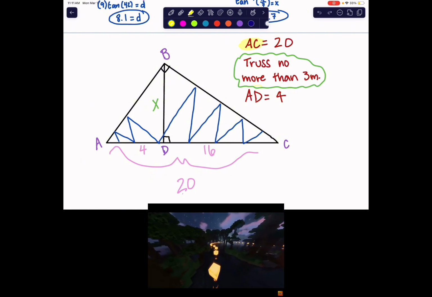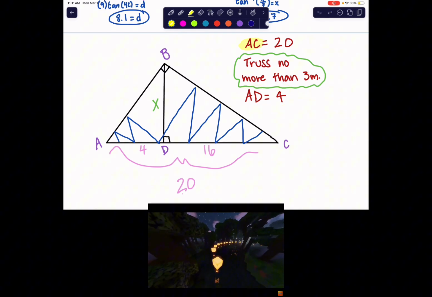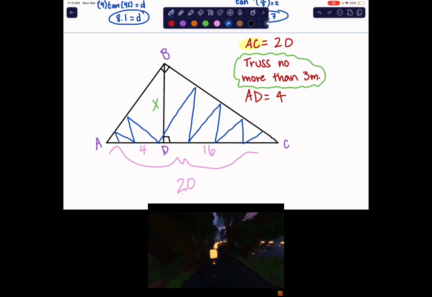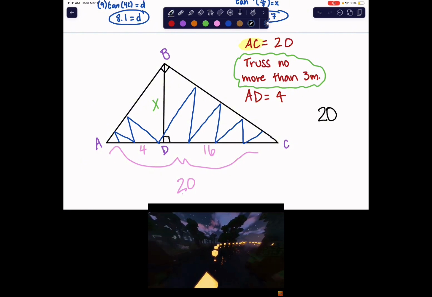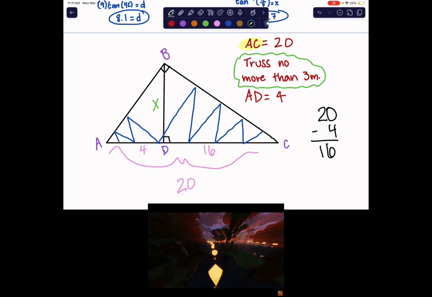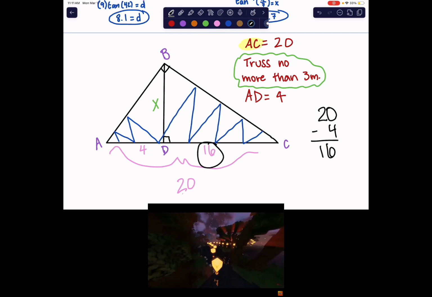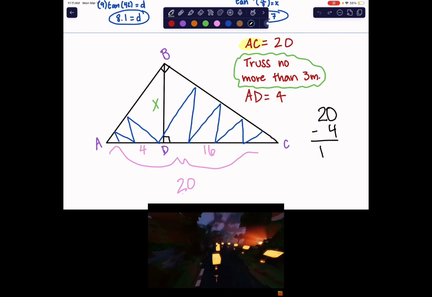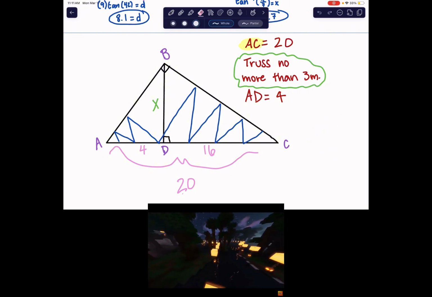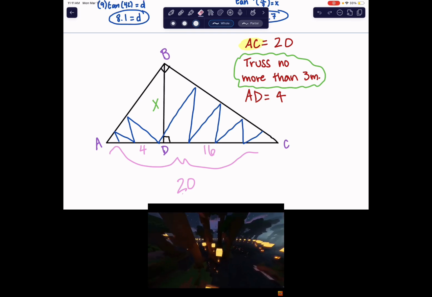Then it gives you AD equals 4. So I wrote 4 right here. Using my big girl math, right? If the whole thing is 20 and I have 4, the leftover part is 16. So I wrote that D to C was 16. Cool.